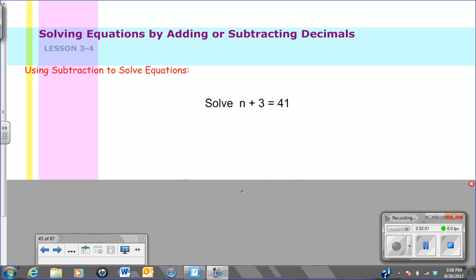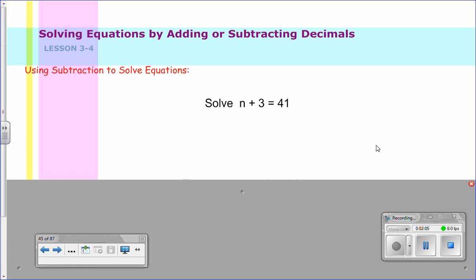Now first, I have an equation that we learned how to solve in Chapter 2. I have the variable n plus 3 is 41. So we need to go through those steps to solve it. And while I'm doing this problem, you should be working at it too. So do it with me here.